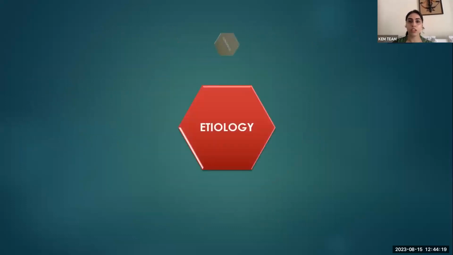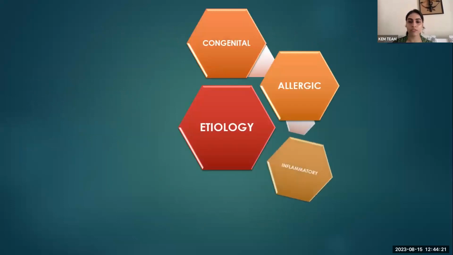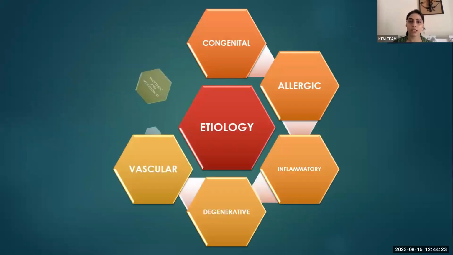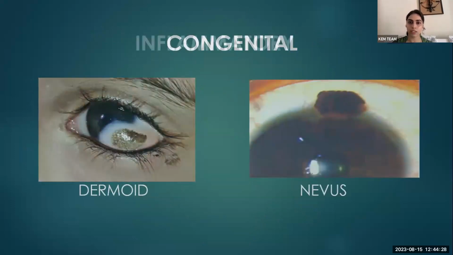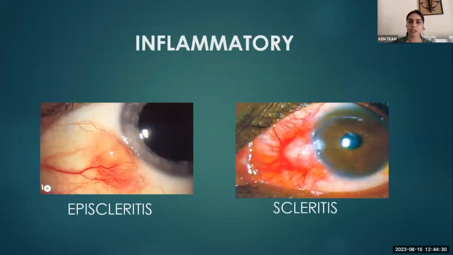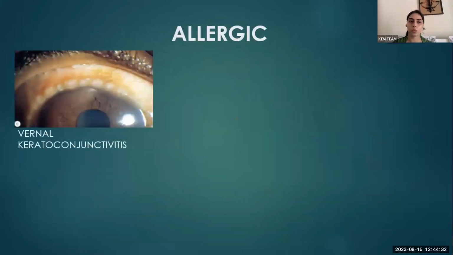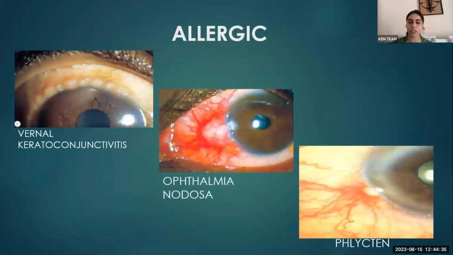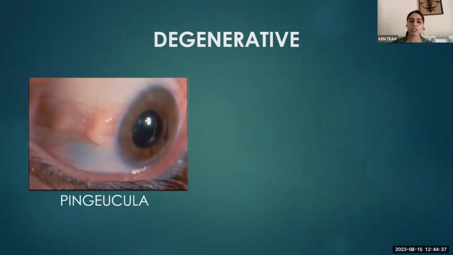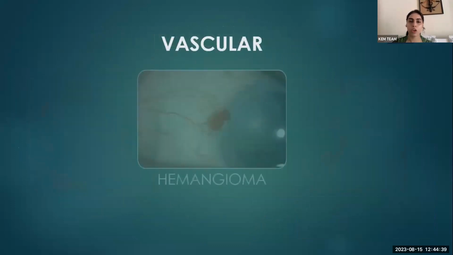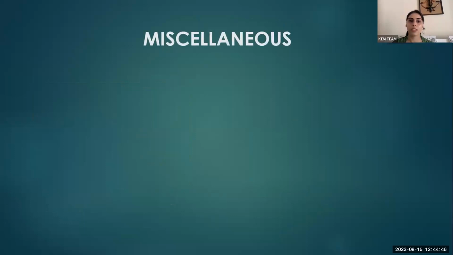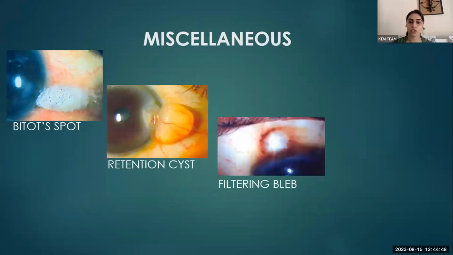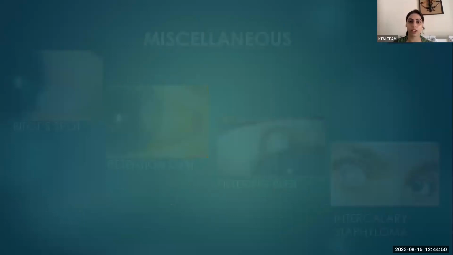The etiology could be congenital, allergic, inflammatory, degenerative, vascular, neoplastic, and miscellaneous. Congenital causes include a dermoid or a nevus. Inflammatory causes include episcleritis and scleritis. Allergic causes include vernal keratoconjunctivitis, ophthalmia nodosa, and phlycten. Degenerative causes include pinguecula and cystic pterygium. Vascular cause would be a hemangioma, and a neoplastic cause would be ocular surface squamous neoplasia or melanoma. Miscellaneous causes include Bitot spots, retention cysts, filtering bleb, and intercalary staphyloma.